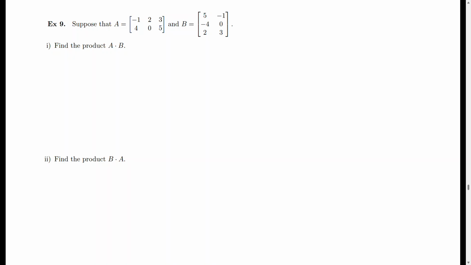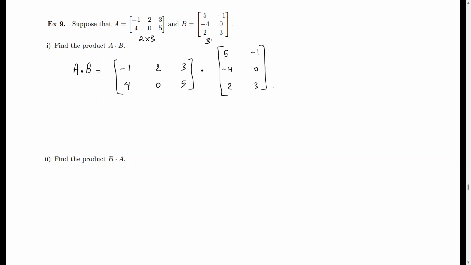So I'm going to go ahead and write down the A times B. The matrix A is negative 1, 2, and 3, with 4, 0, 5 in the second row. And I'm expected to multiply this with the matrix 5, negative 1, then negative 4, 0, then 2, and 3. Okay, so we said this is a 2 by 3 matrix. We said this is a 3 by 2 matrix. So the answer will be a 2 by 2 matrix. So I know that when I find A times B, it's going to be some matrix missing 4 numbers. And we have to find those 4 numbers to be completely done with this whole problem. So the matrix AB will be a 2 by 2 matrix.